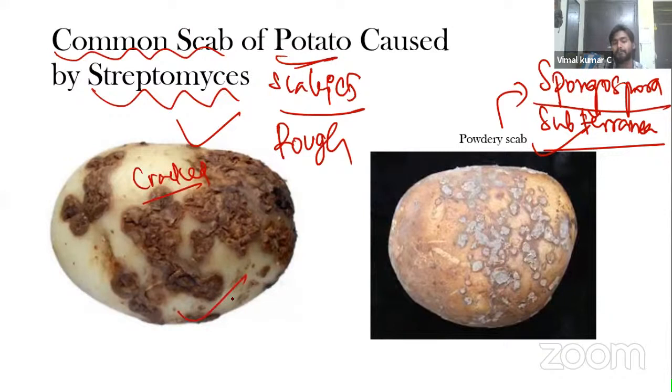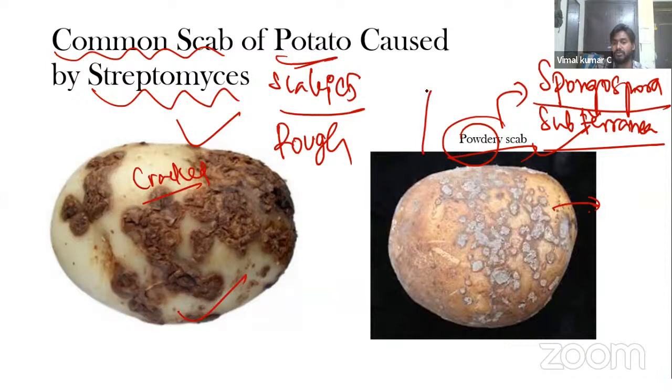But if you check for powdery scab, as the name indicates, a powdery mass will be attached to your hand when you rub. So the powderiness will be there and this much roughness won't be there. Even though the potato will be stout, you can still dust the powder off the infected powdery scab potatoes. So this is how you can easily identify.